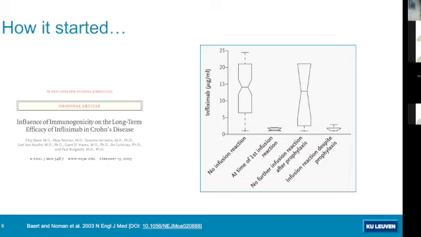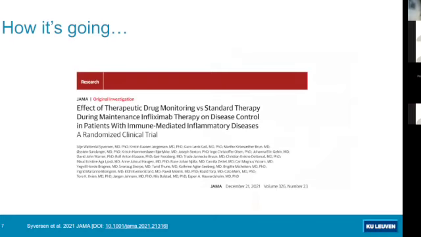Now, if we make a big jump, about 20 years further in time, close to today, I think this is the most recent, very relevant paper on TDM of biological drugs, the results of the Nordram trial, showing that there is a benefit of doing TDM during the maintenance treatments of infliximab. So still infliximab, 25 years later, we're still investigating TDM of infliximab.